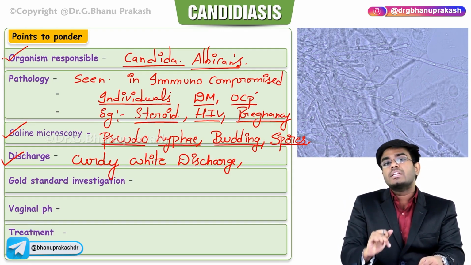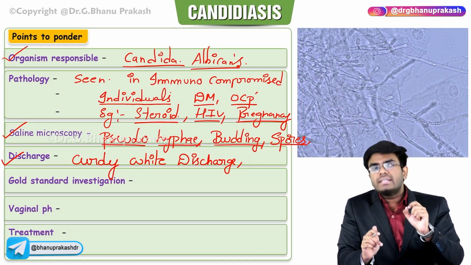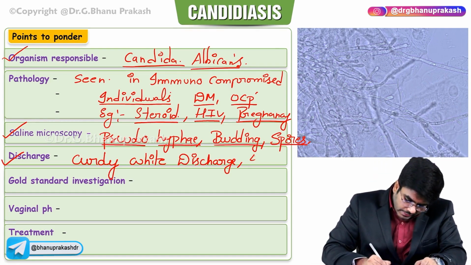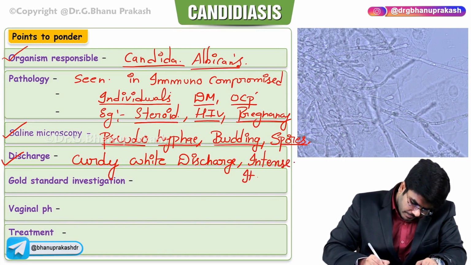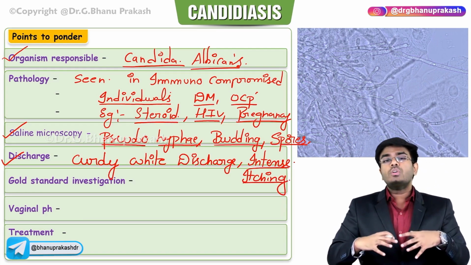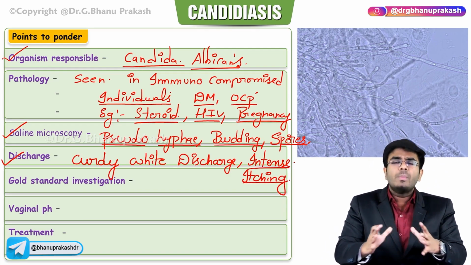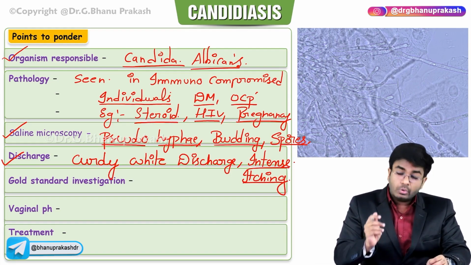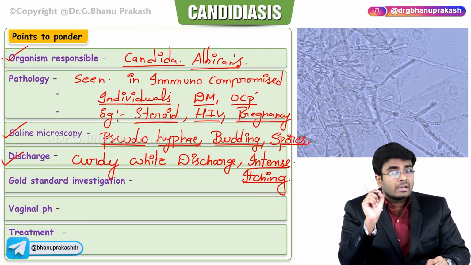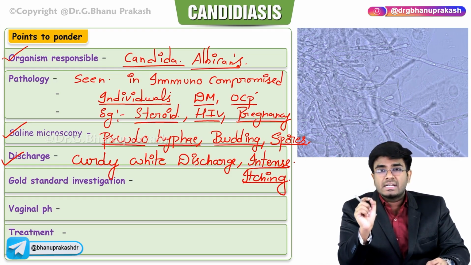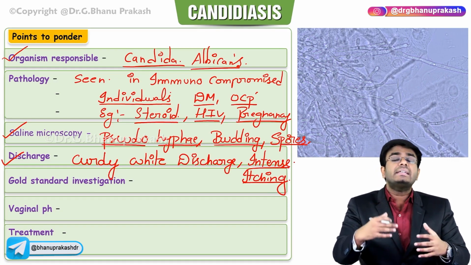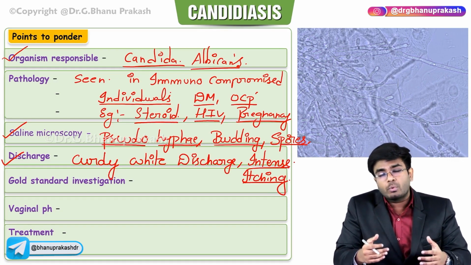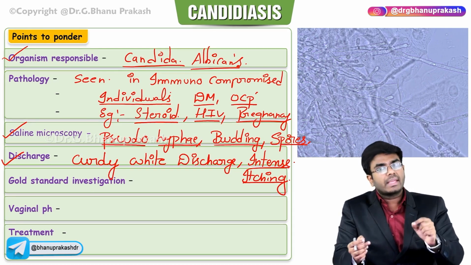But here in candidiasis, there will be intense pruritus, or I can say out of proportionate pruritus. So much itching, so much inflammation is there. That is a very important point in the question. If they say a pregnant female presents to the clinic with a curdy white discharge and intense pruritus, or out of proportionate pruritus, then you have to think about candidiasis.